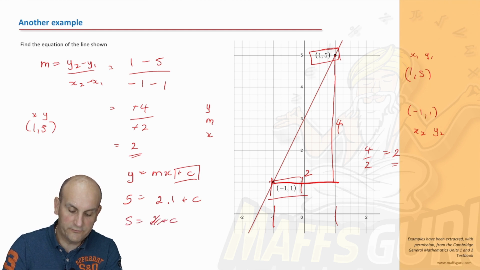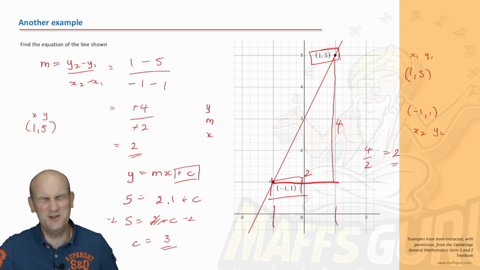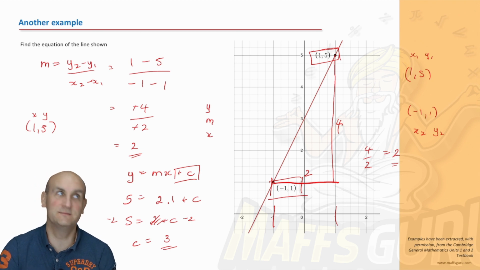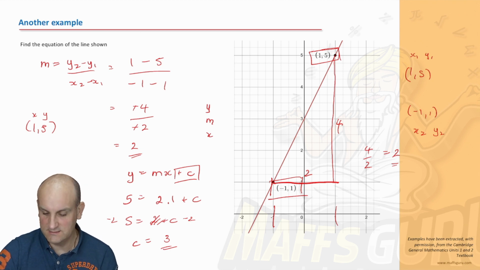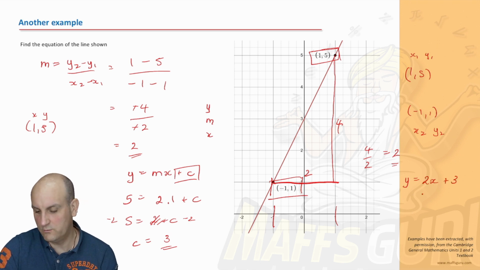I want to get rid of a plus 2. I'm going to take away 2 from both sides. So c is equal to 3. End of question, yes? No. Because now I've got to substitute them back in again. So my final equation is y is equal to m, which is 2x, and then c was plus 3.